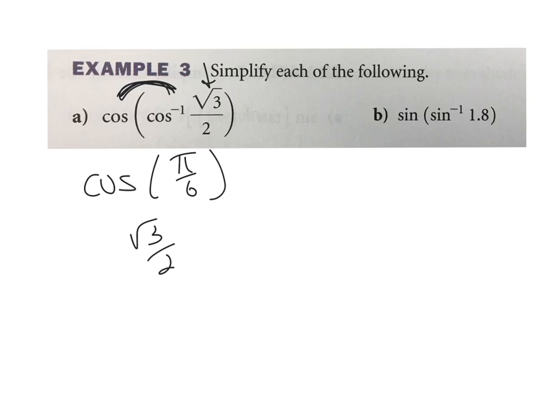Now the second one says sine of inverse sine of 1.8. Now, one issue here. There is nowhere where sine is 1.8 because there's nowhere where sine is bigger than 1 or less than negative 1. So that does not exist. It can't happen. So that's what it meant when it talked about the domain on the last slide and the range. It must fit inside your domain and range for it to work.